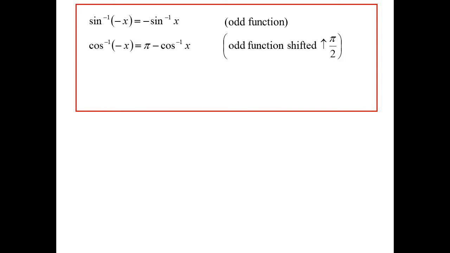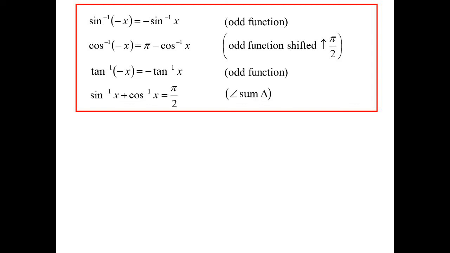This one's a little bit more interesting. Inverse cos of negative x is actually equal to pi minus the inverse cos of x. Now that's because we don't have an odd function, but what we've got is an odd function that has been shifted up pi/2 units. And I'll show you in a sec why it's pi/2 rather than pi. Inverse tan of x, if you look at that graph, yes, it's also got the rotational symmetry. It's also an odd function, so inverse tan of negative x would be the negative of the inverse tan of x.